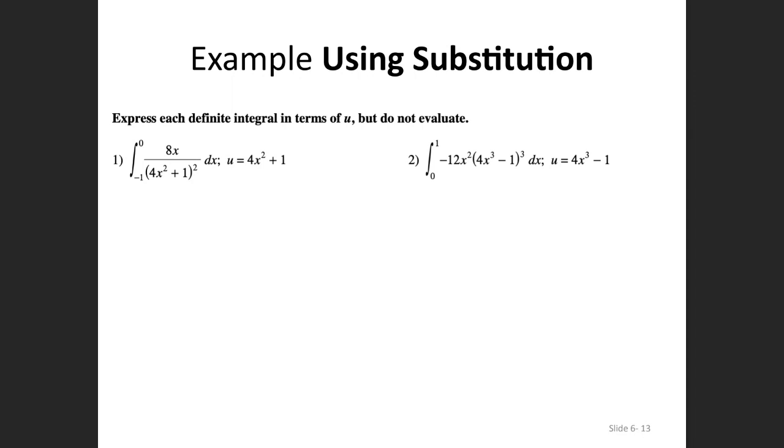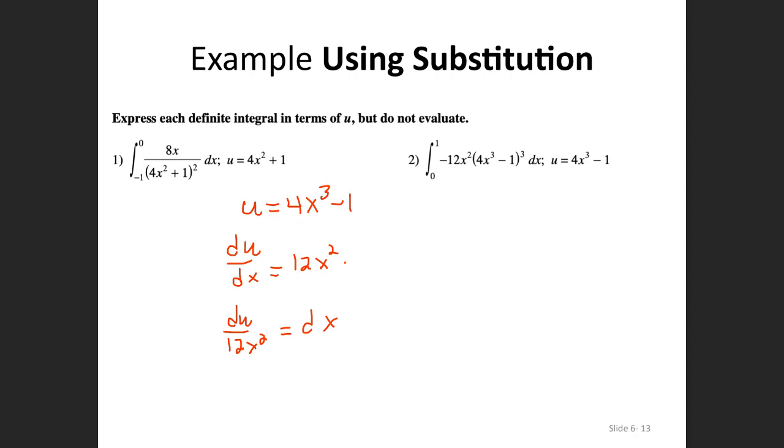They gave me my u value, which they shouldn't have had to. So u is equal to 4x to the third minus 1. So du over dx equals 12x squared, just 12x squared. So I'm going to solve for dx. So I end up with du over 12x squared equals dx. Okay, so far so good?